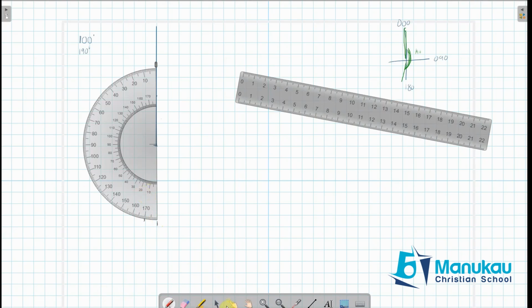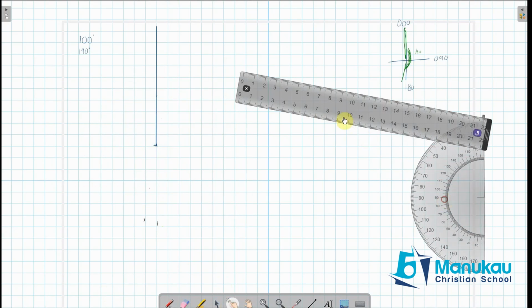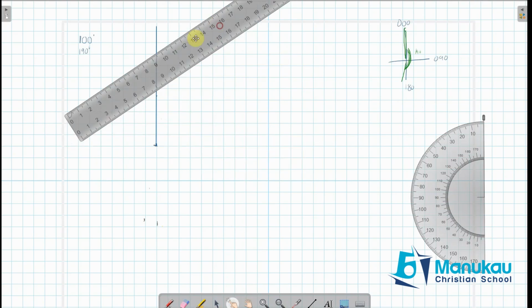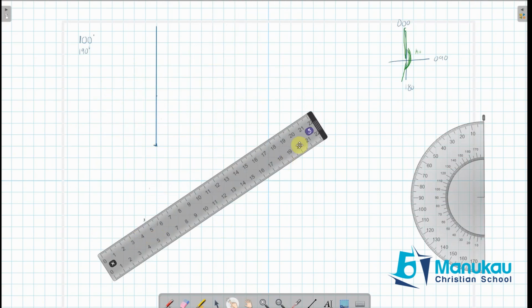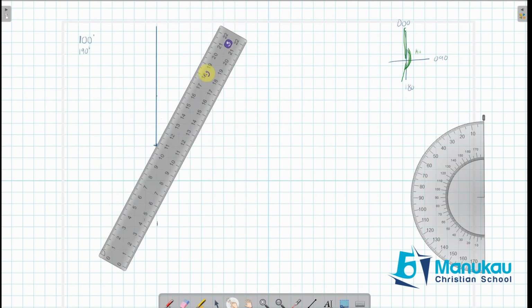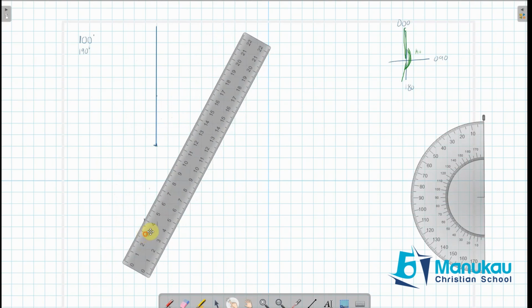Then I am going to pull my protractor away. I'm going to grab my ruler and try this debacle again. Oh, seriously.